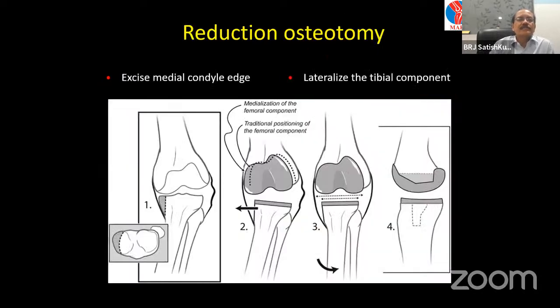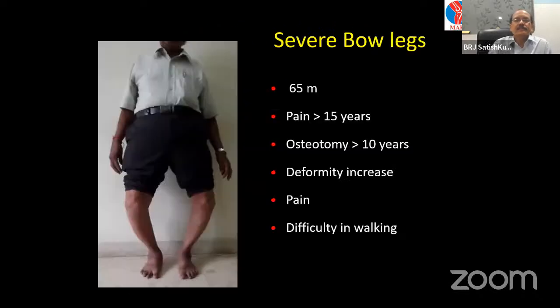And this is reduction osteotomy, where you excise this medial condyle edge. As I said, here the soft tissues are tight. You remove the bone, so the soft tissues are getting relatively lengthened, and we are going to shift the tibial component as lateral as possible. So in this way, we do the medial lateral balancing in varus deformities.